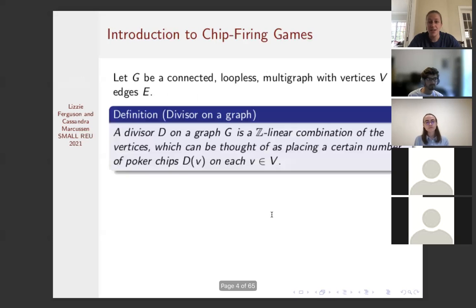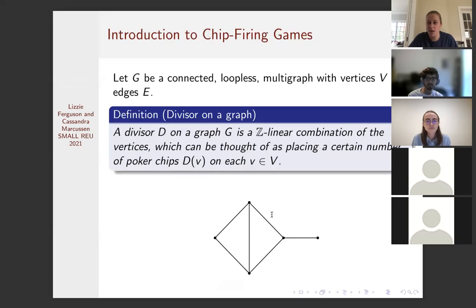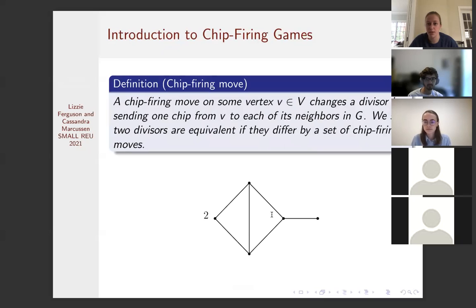We're going to have a graph, and we're going to define a divisor on a graph as throwing down poker chips on the vertices, just as Shefali was saying. So if we're given a graph, we can say, okay, let's put down two chips on this leftmost vertex. And then we get this wonderful divisor where we have two chips on this leftmost vertex and then 0 chips everywhere else. Further, we can define what is called a chip firing move, which essentially just changes a divisor by sending a chip from that vertex to each of its neighbors. So if we fire this leftmost vertex right here, we get this following divisor as it sends one chip to each of its neighbors.